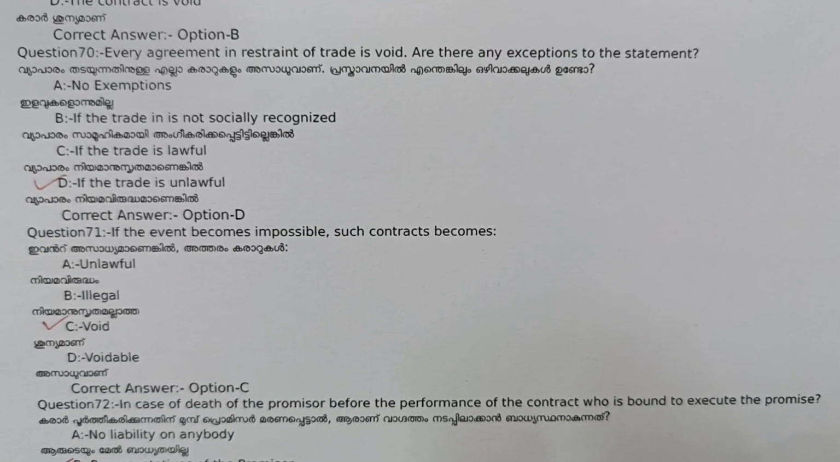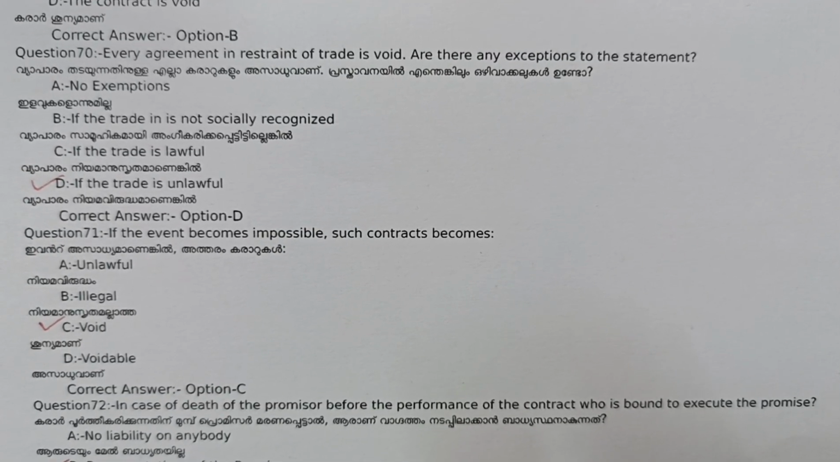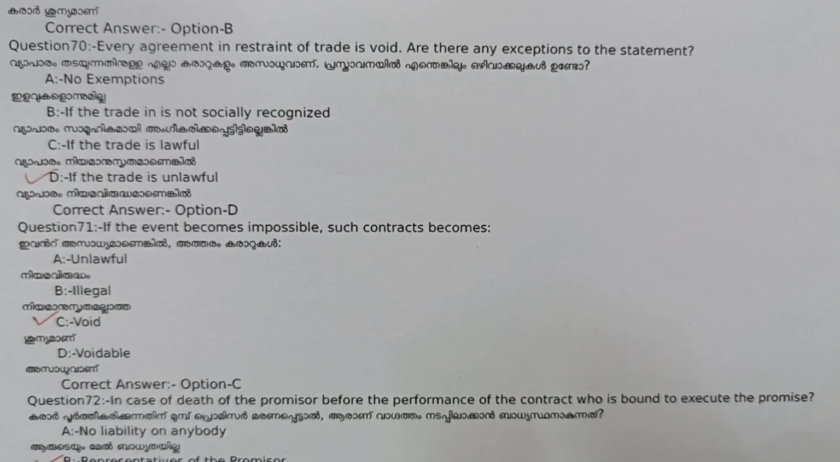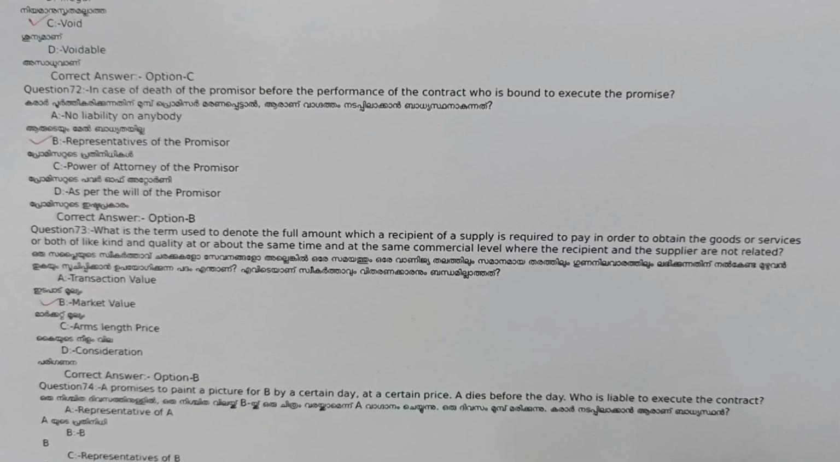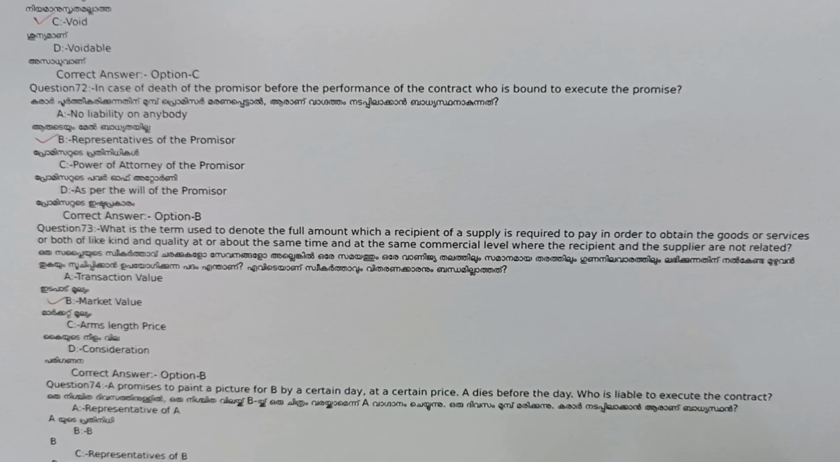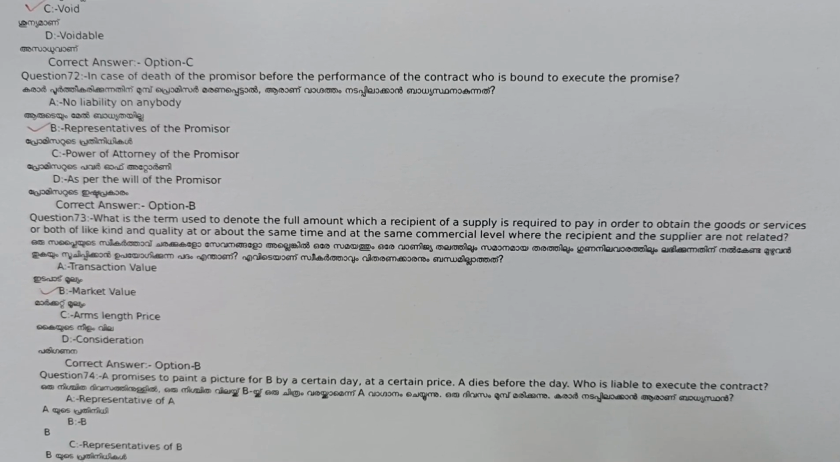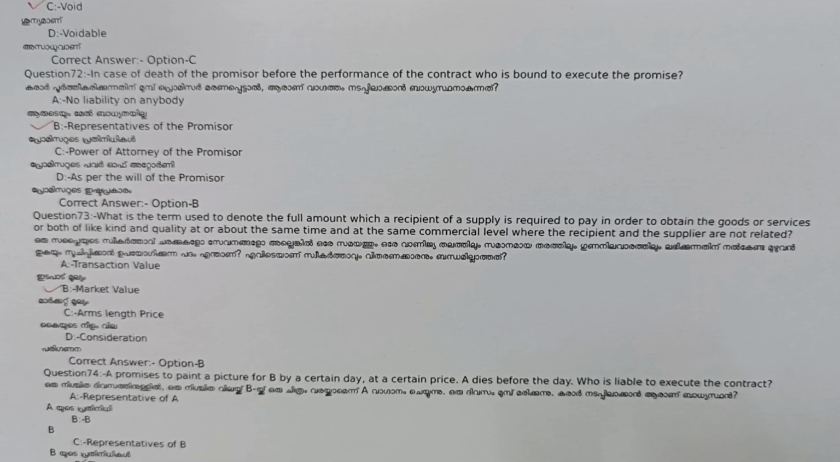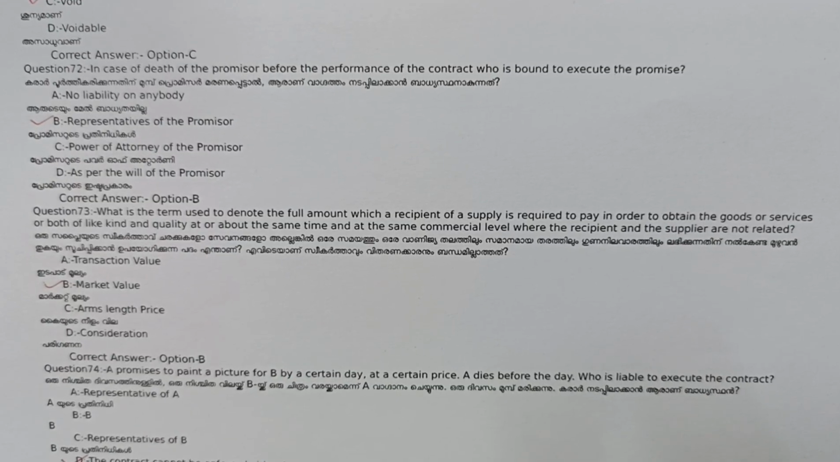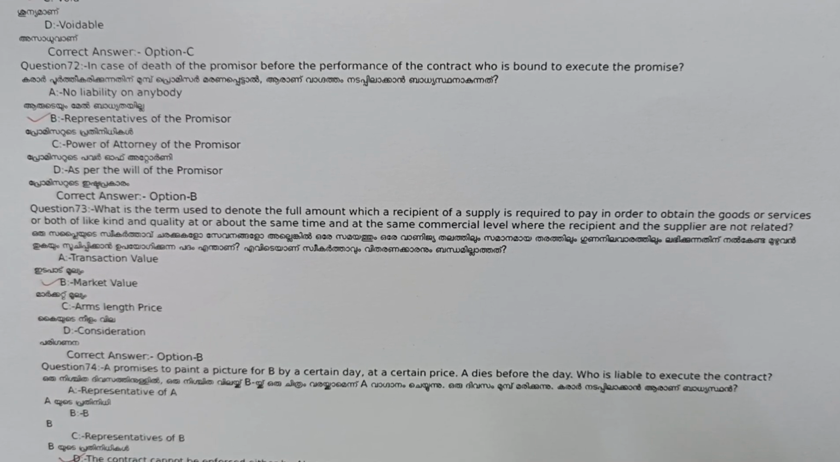Question number 71. If the event becomes impossible, such a contract becomes void. Question number 72. In case of death of the promisor before the performance of the contract, who is bound to execute the promise? Answer: representatives of the promisor.